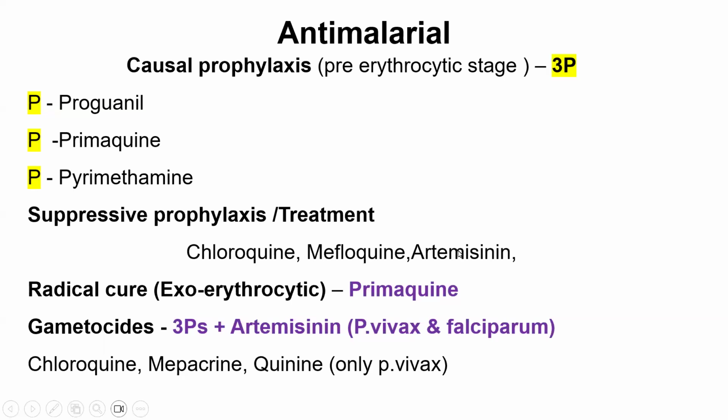Nowadays we are commonly using artemisinin derivatives over chloroquine. Drugs used in the treatment part are called suppressive prophylaxis, mainly artemisinin, chloroquine, and mefloquine. Drugs used for radical cure, that is, which act on the exoerythrocytic stage, is primaquine. And drugs which have gametocidal action are the 3Ps, which I have already told you, plus artemisinin is useful in killing the gametes. So these are all the drugs used in prophylaxis. Remember causal prophylaxis, suppressive prophylaxis, radical cure, and drugs which have gametocidal action.